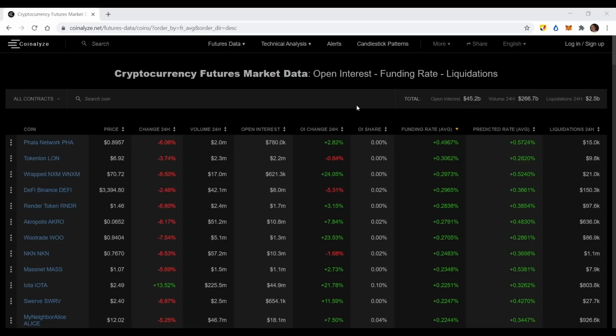But I think that this is an indicator you really have to use. And if you want the perfect setup, I think that open interest, the funding rate, and liquidations are going to be an excellent way to view the market. And if it's aggregated from multiple exchanges, even better.